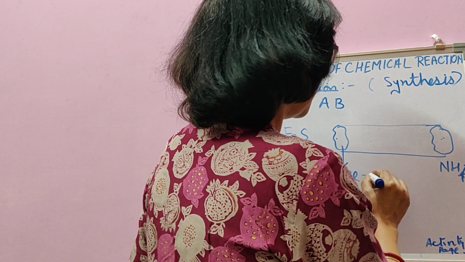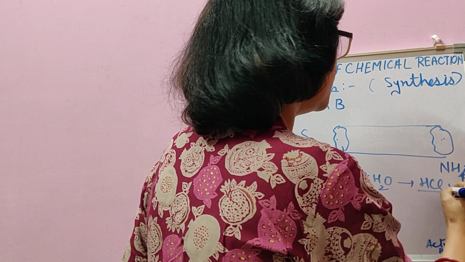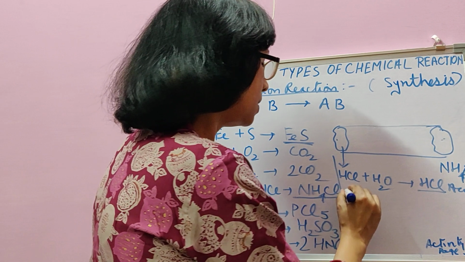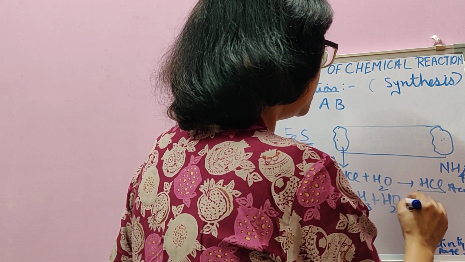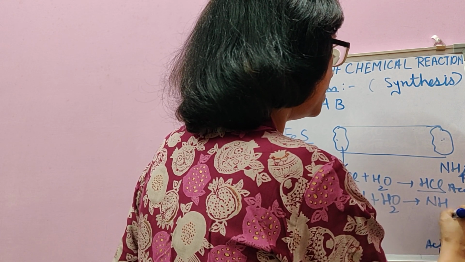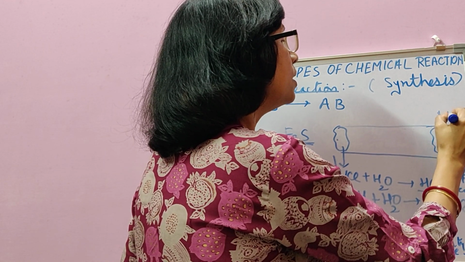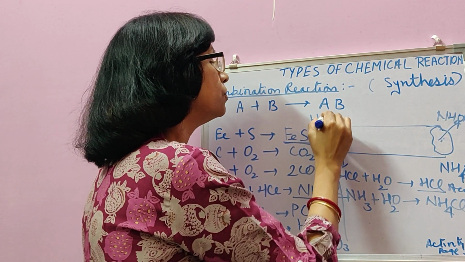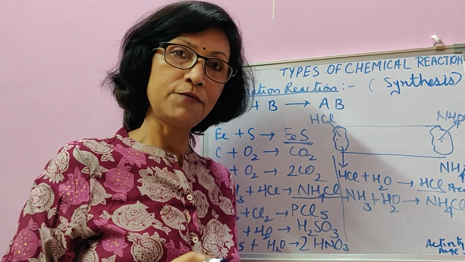How? Please understand. HCl dissolves in water to form hydrochloric acid, and ammonia gas is highly soluble in water. It dissolves in water to form NH4OH. So one of the cotton plugs is soaked in ammonia solution and another cotton plug is soaked in hydrochloric acid, that is the hydrogen chloride gas dissolved in water.